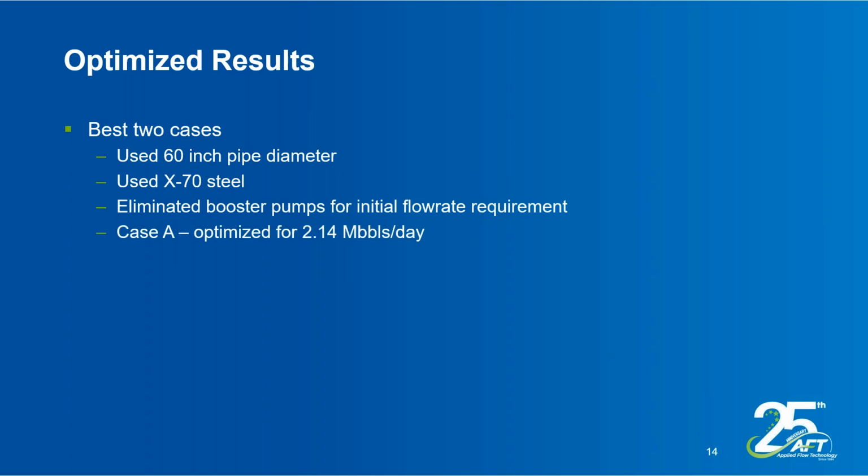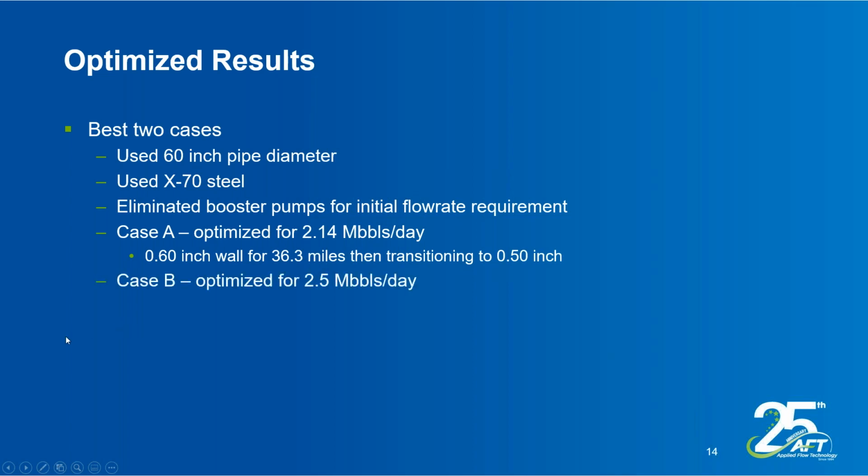So case A was optimized for 2.14 million barrels a day. That used a 0.6 inch wall thickness for the first 36 miles of pipeline. After that 36 miles, when the pressures had started to decrease, they're able to then transition to a smaller wall thickness down to half an inch. That way, the rest of the pipeline would be a smaller thickness, and it would minimize the cost of the steel that was required.